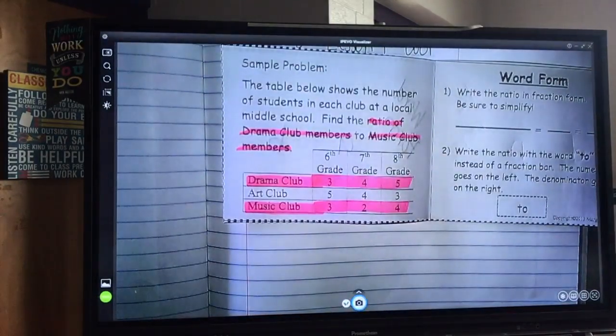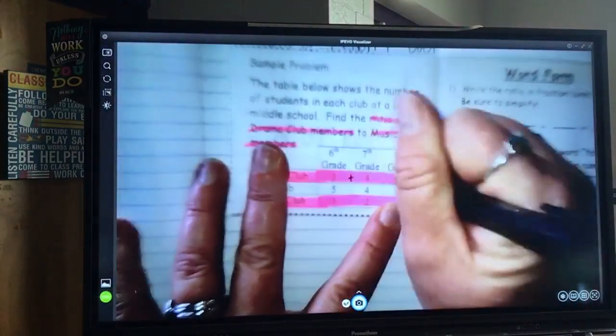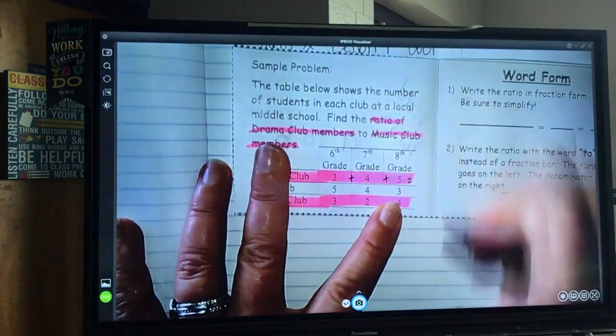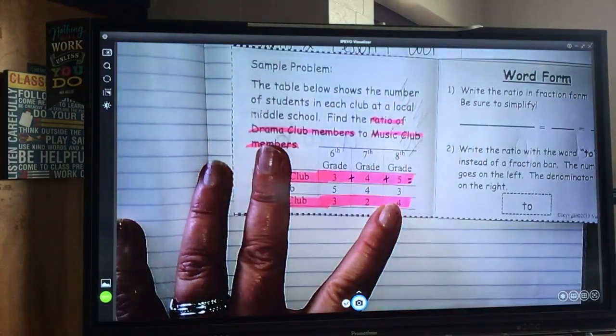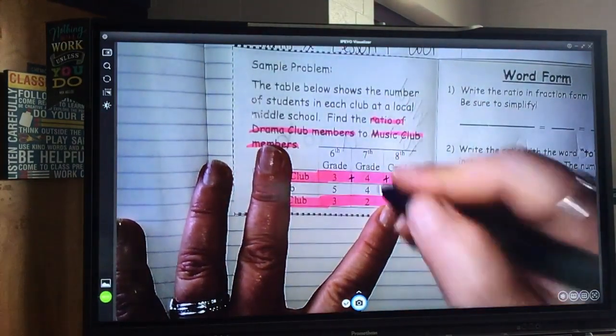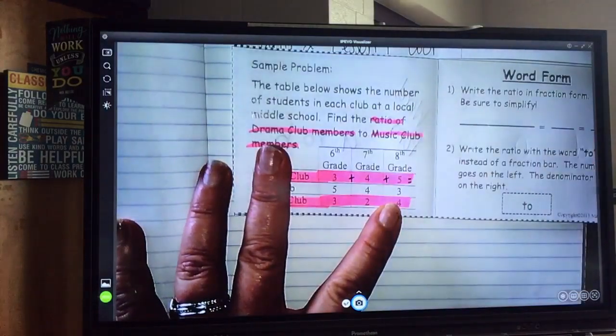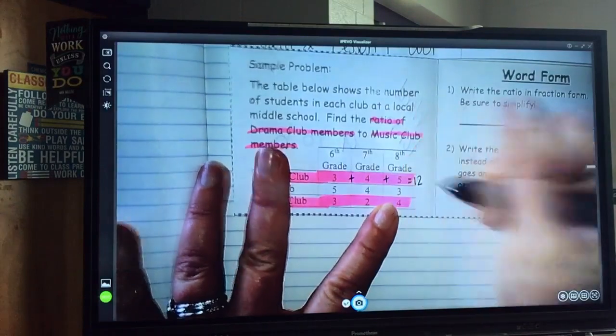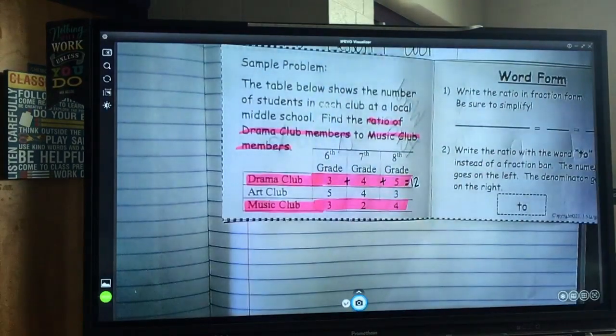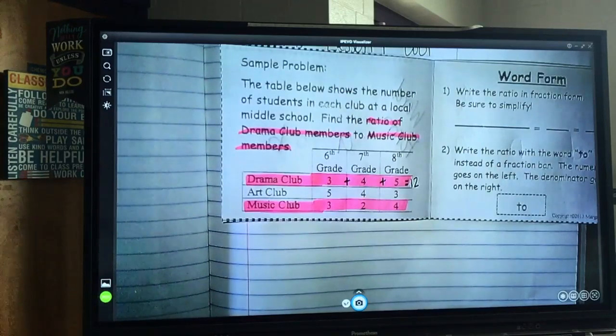So what is 3 plus 4 plus 5? Raise your hand. 12. But yes, you guys are correct. So it is 12. Why do we add those up? Because it's not asking for a specific grade. It's not asking for that specific grade, but more than anything, it's asking you for the entire club.